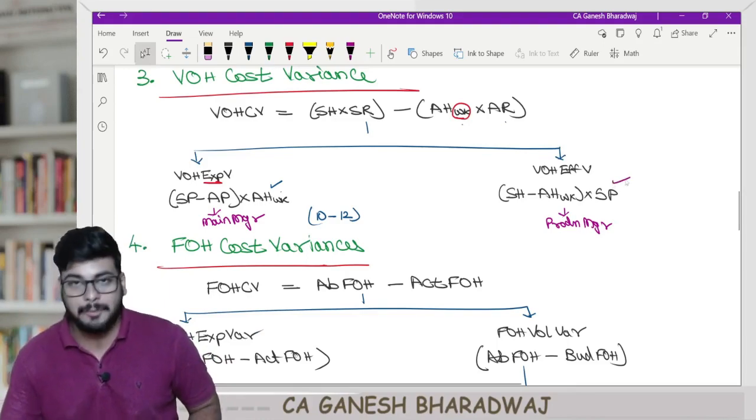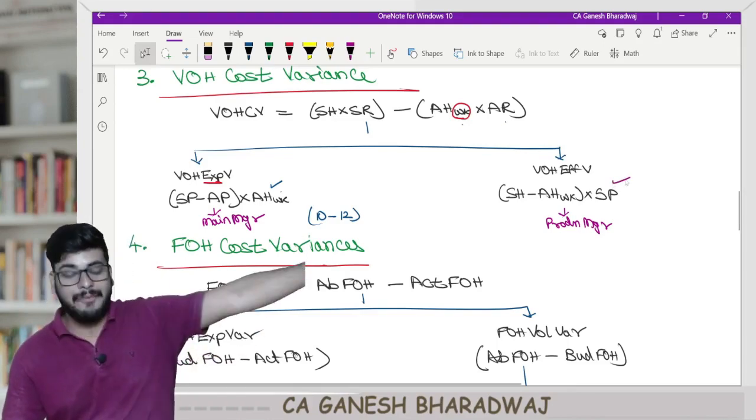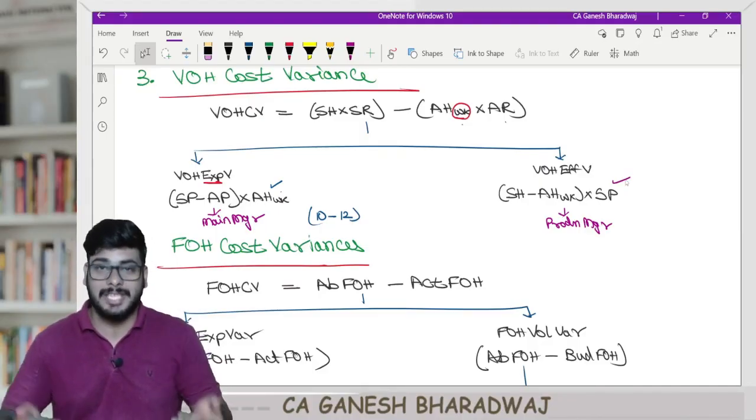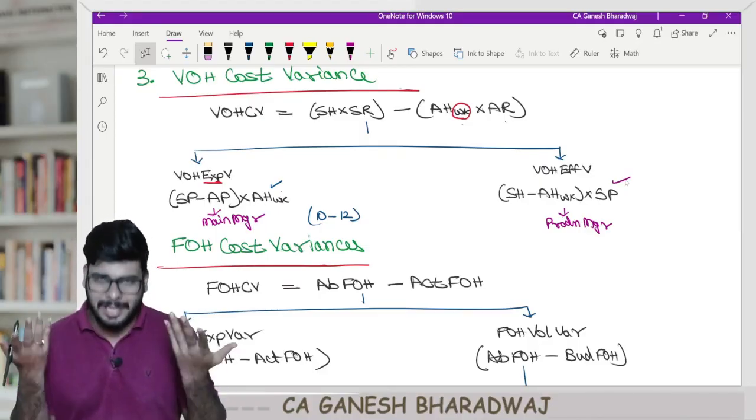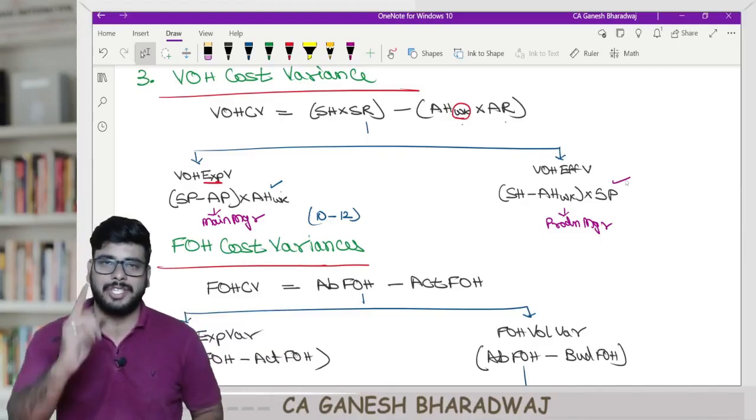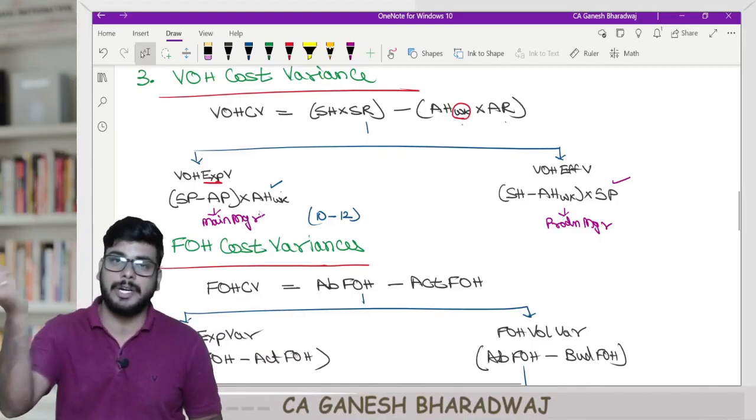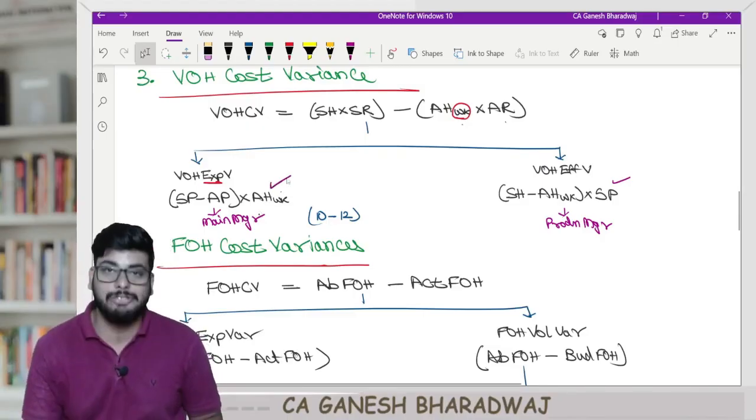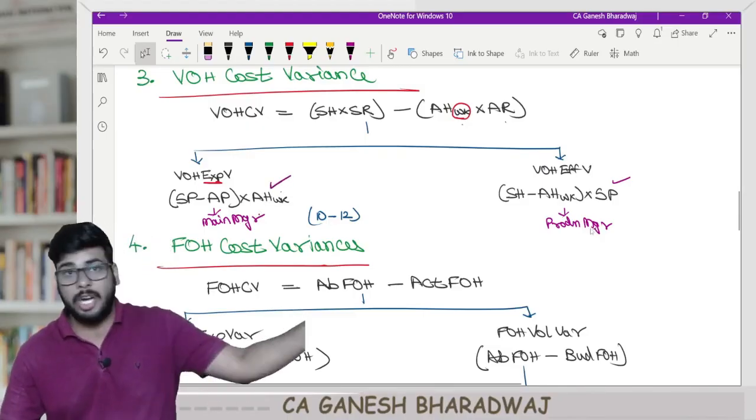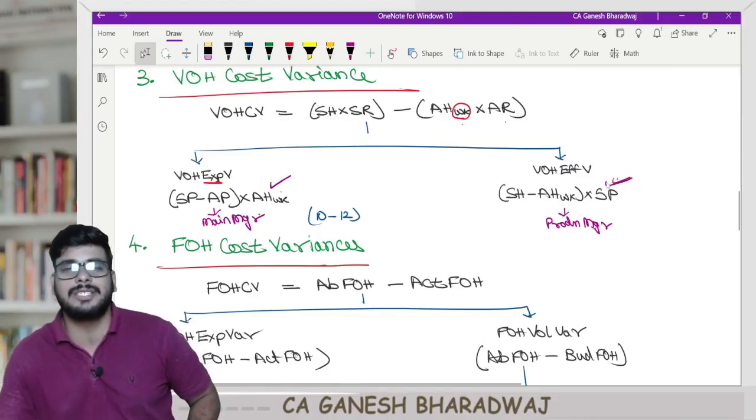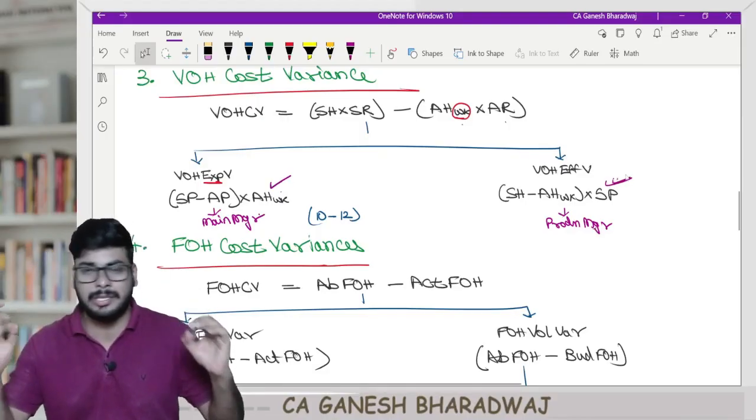Why do I use standard price? If I use actual price, then the efficiency or inefficiency of my maintenance manager gets passed on to the production manager, in a scenario where the production manager is not at all dependent on the maintenance manager. There is a one-way traffic. The maintenance manager is dependent on the production manager. That's why I use the actual hours here. Whereas the production manager is not dependent on the maintenance manager. That's why I don't use the actual price here. I only use the standard price. Have this crystal clear clarity.